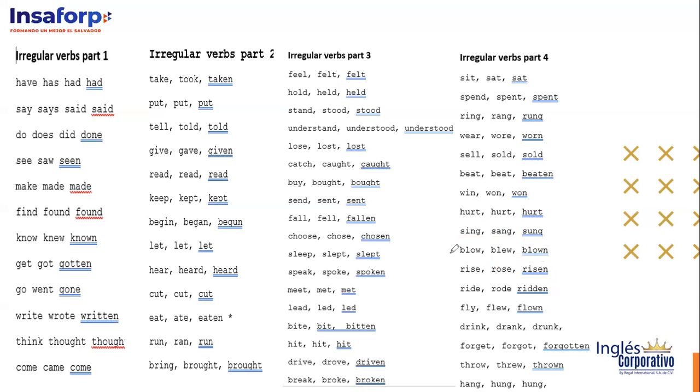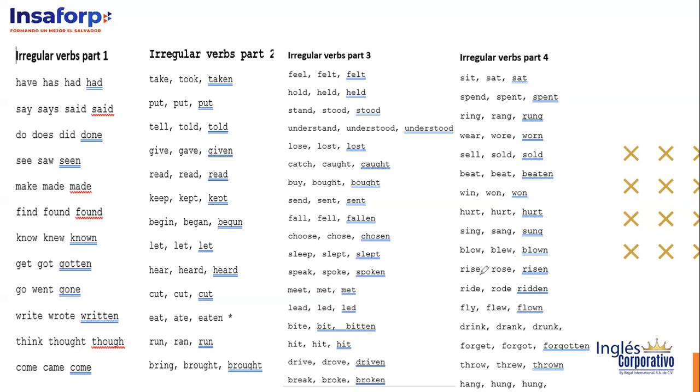Thank you, teacher. You're welcome. Teacher, ¿qué significa eso? Disculpe la ignorancia. ¿Cuál? El blow, blew, blown. Soplar. Ok. Quiero de tarea que lo traduzcan todos. Porque lo podemos estar practicando, pero si no saben qué es lo que significa, se van a perder. Tienen que saber qué significa para saber cómo usarlo. ¿Ok? All right.